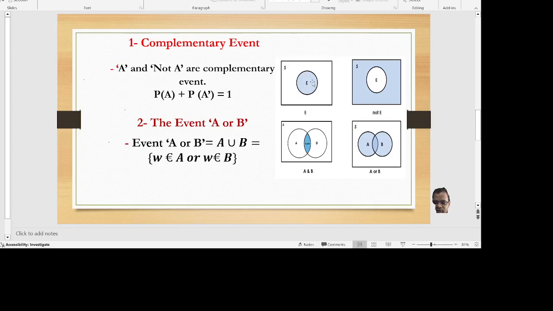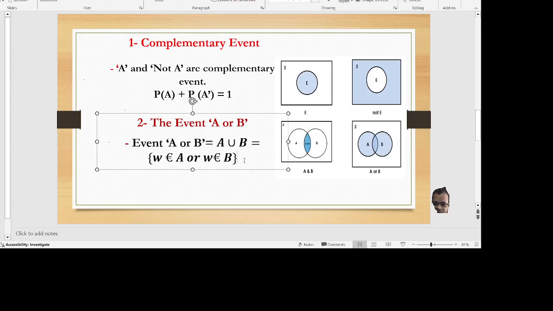The outcomes of E are very separate from S, and the outcome of S is very separate from E. So we can say that. The second one is the event A or B. You have to understand this is the additive theory of probability. A or B is actually A plus B. Understand this: the sign is the union sign.